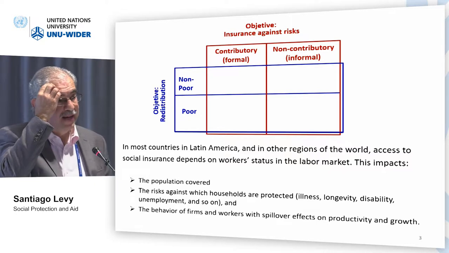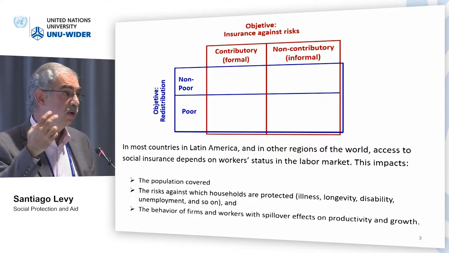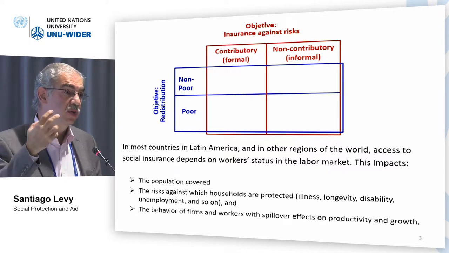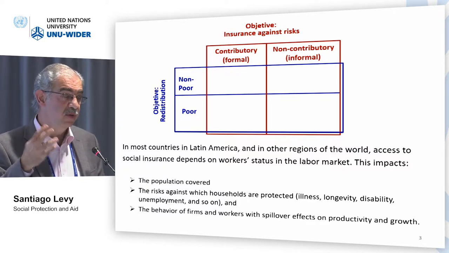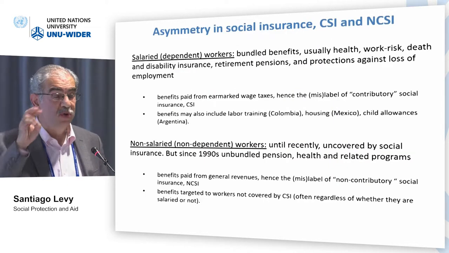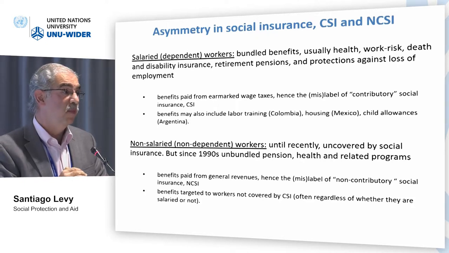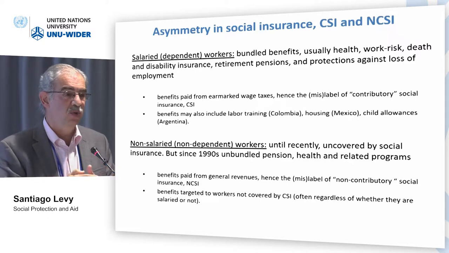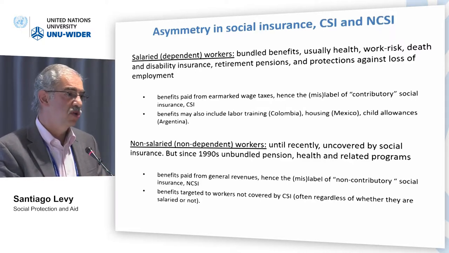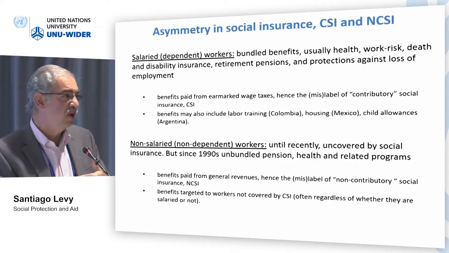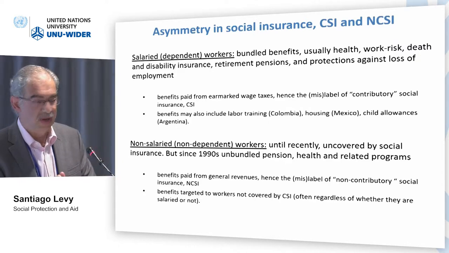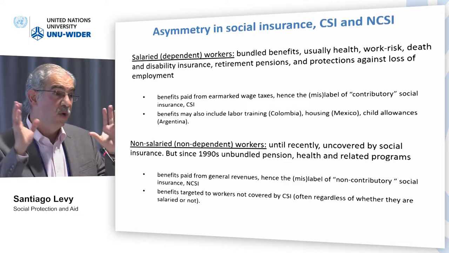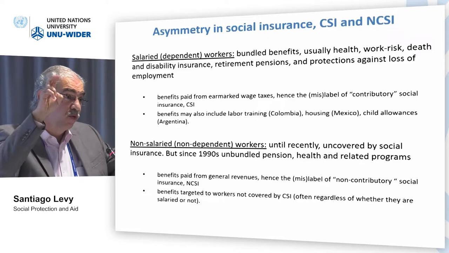The key concept here is that by construction, by law, the institutions and the laws of most countries in Latin America make some kind of distinction between salaried workers, sometimes called dependent workers, sometimes paid workers. These are workers that usually have contributory, quote unquote, social insurance, which is paid from a wage. And depending on the country that you look at, there's always health insurance, retirement insurance, disability insurance, unemployment insurance. And in some countries, you have child allowances, like Argentina. In some other countries, you add housing, like in Mexico. In some other countries, you have labor training programs, like Colombia. It's all bundled.